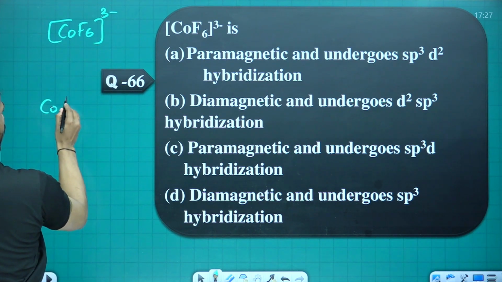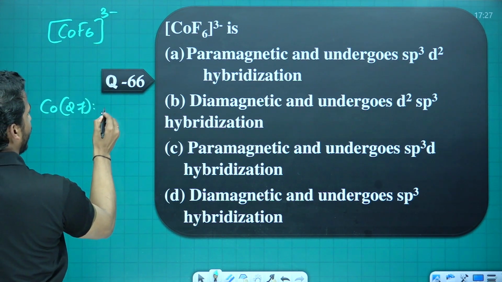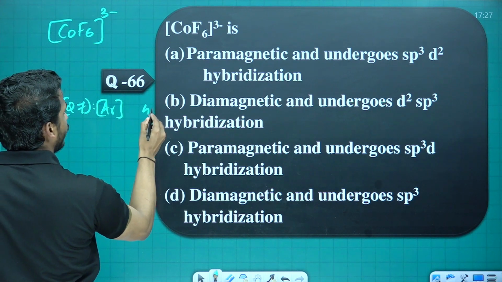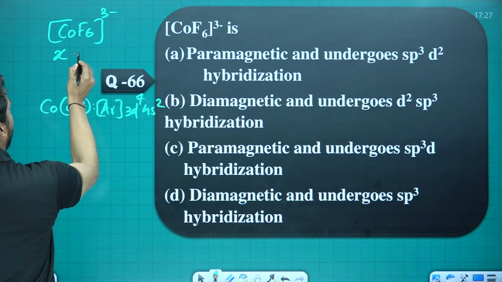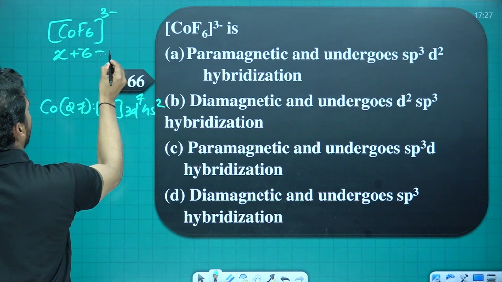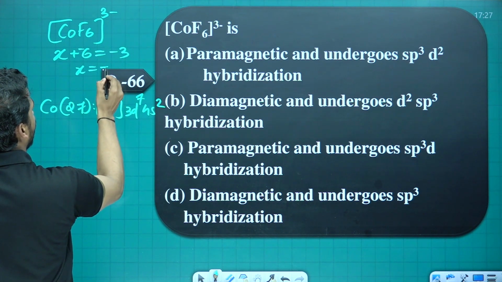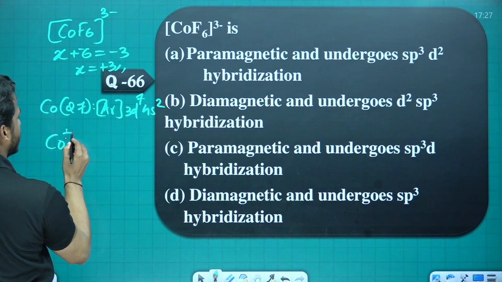Which is the central atom? Cobalt. Cobalt atomic number is 27, so we can write it as argon 4s2 3d7. What is the cobalt oxidation state? X plus 6 fluorine minus 6, overall charge minus 3, X equals plus 3. So cobalt charge is plus 3.